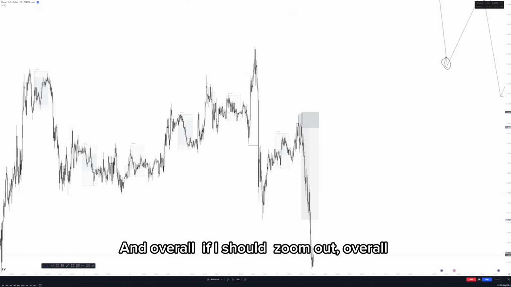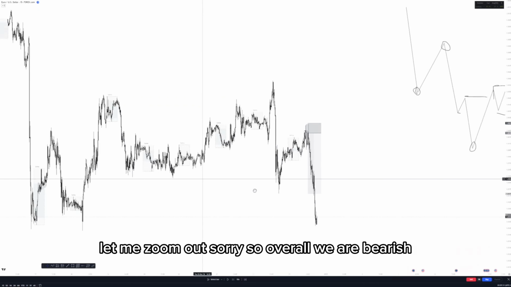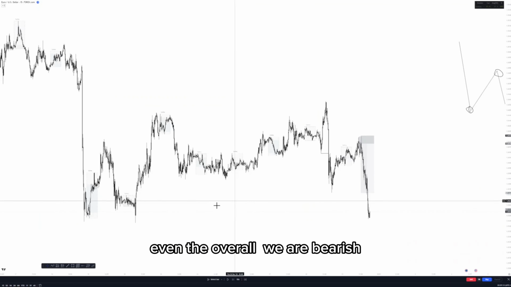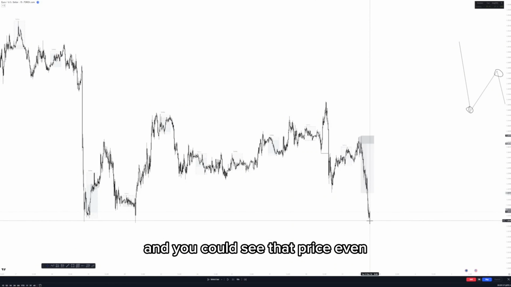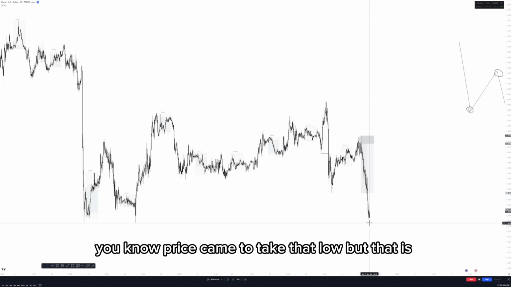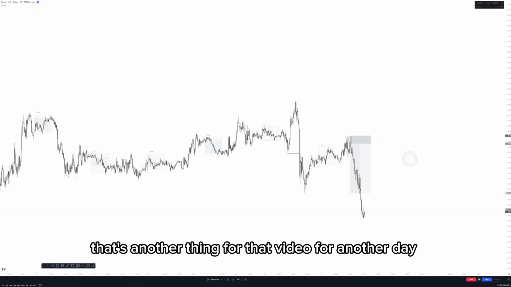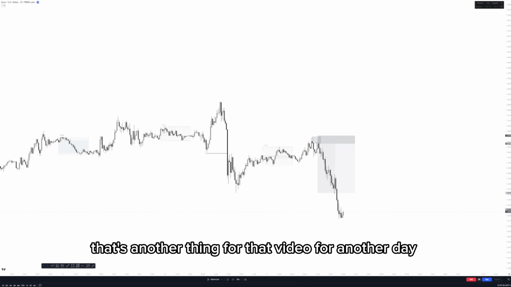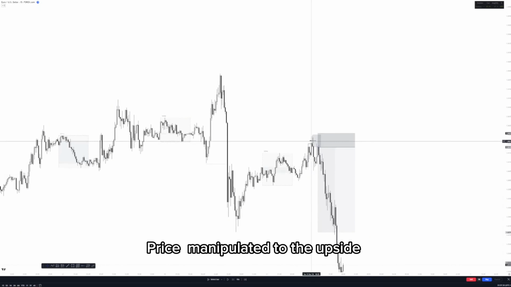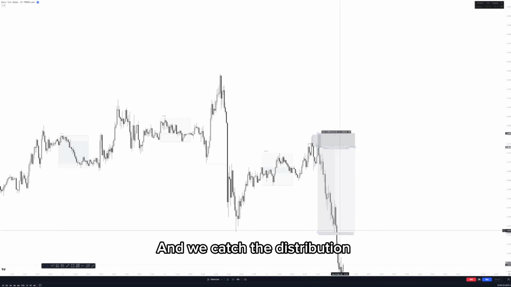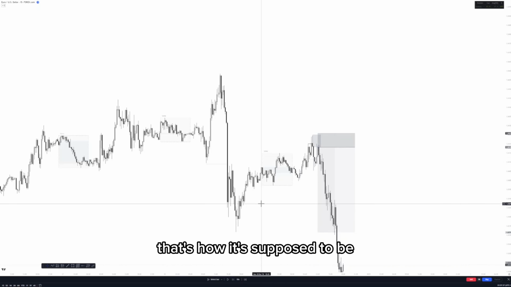And overall, if I zoom out, sorry, overall we are bearish. And this is the overall target in the first place. You could see that price even came to take that low, but that's different, that's another thing for another video for another day. So for now, understand this, right? We have the accumulation, price manipulated to the upside, and we caught the distribution. Easy peasy. That's how it's supposed to be, right?